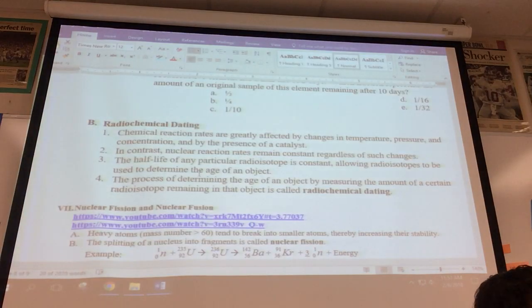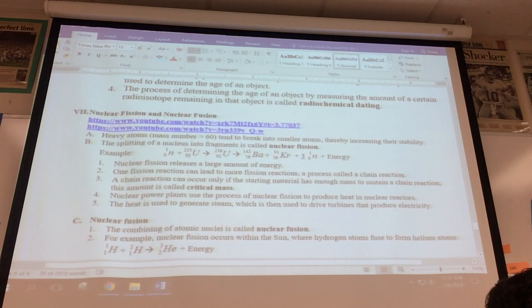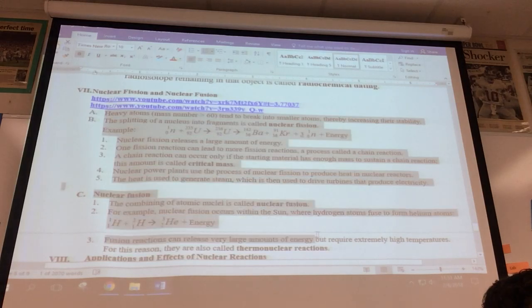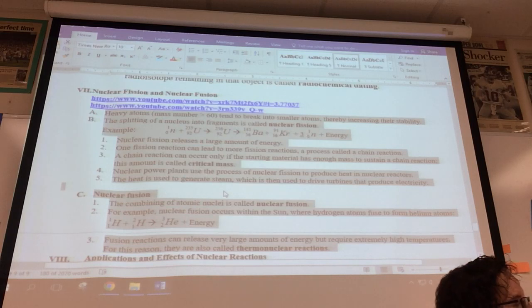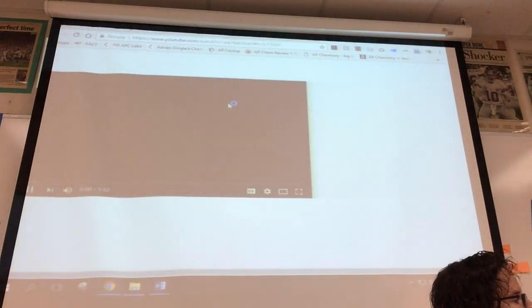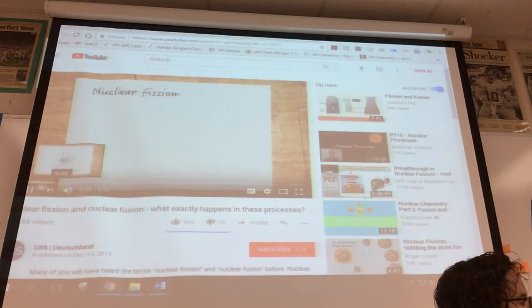The other thing I do want to mention is fission and fusion. Fission, splitting apart; fusion, putting together. I've got a cute little video that really illustrates fission versus fusion, and we'll take a look at that. There are 2 videos. This one I think is more entertaining, so we'll take a look at this one.